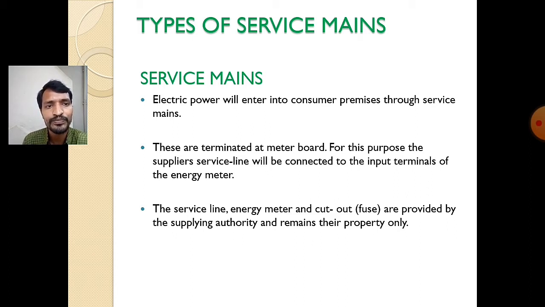The service line, energy meter and cutout fuse are provided by the supplying authority and remain their property only. Here, service line means the cable which comes from the electric pole to the energy meter. The service line, energy meter and cutout fuse, these three belong to the supplying authority and are under the control of the supplying authority only.